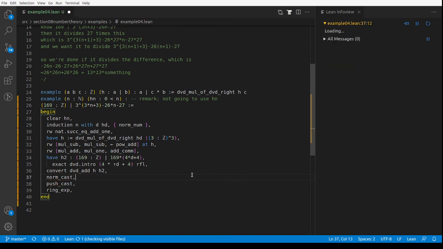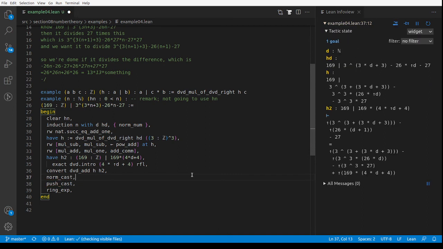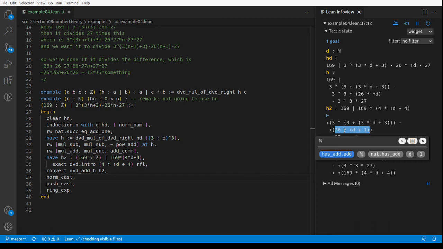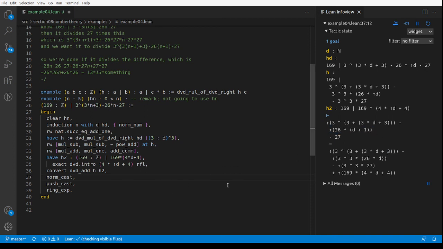Norm_cast tries to pull arrows. You see, now I've got arrows right at the front of everything. Lean is like, yeah, d plus 1, that's a natural. We can multiply it by 26, that's a natural. And then we can coerce the whole thing to integers. So norm_cast tries to pull the arrows out as far as they can go.